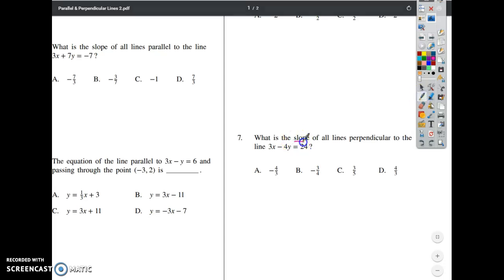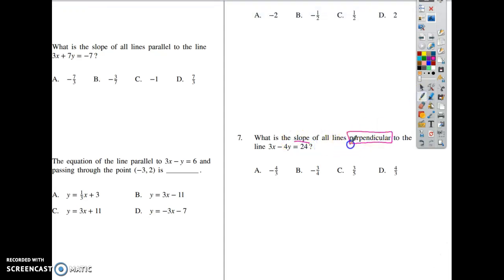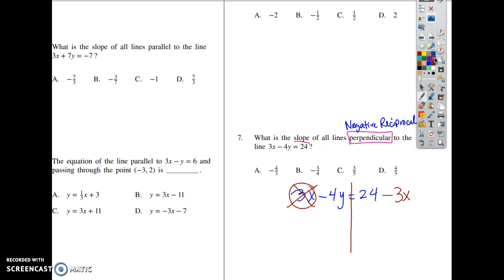Okay, what is the slope of the line that is perpendicular to this? So you're going to have to solve for y first and then do perpendicular slope, which is negative reciprocal. Okay, so let's solve for y. 3x minus 4y equals 24. Draw the line. What's the first step? 3x over, change the sign. Step number 2, divide by that -4 in front of the y.